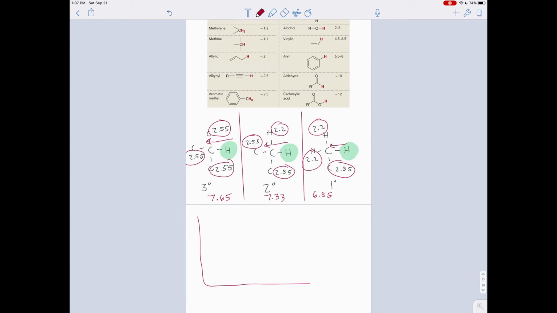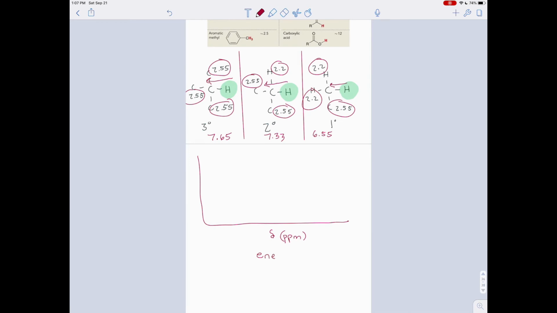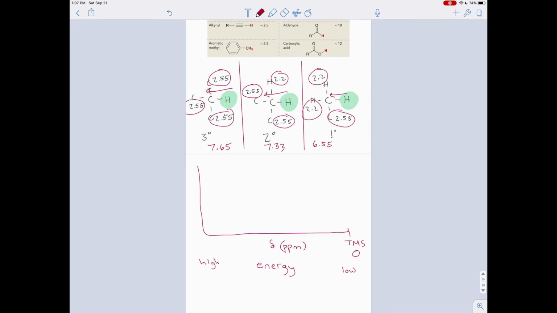And so notice, remember in our spectra, the x-axis is the chemical shift in parts per million, which is really telling us about the energy that these are absorbing. And you have the lower energy here, so that's TMS, which is 0, and the higher energy to the left. Overall, the electrons in the primary carbon over here are not being pulled away as much. They're only feeling a pull of 6.95.